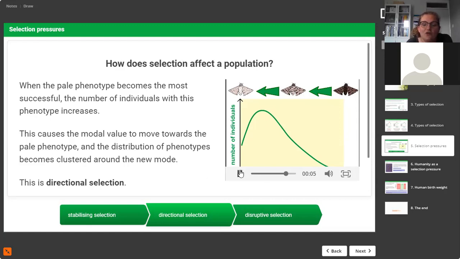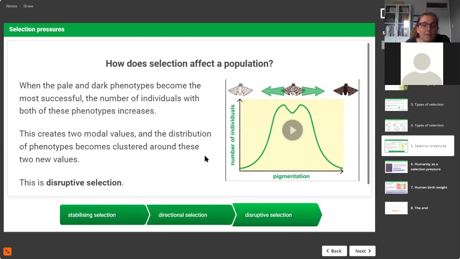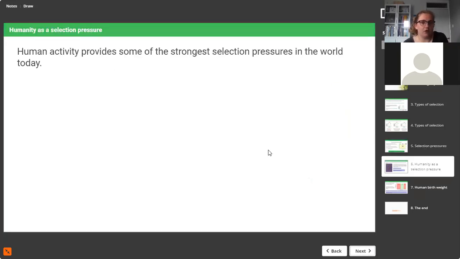And then obviously we've got disruptive selection. When the pale and dark phenotypes become the most successful, the number of individuals with both of these phenotypes increases. This creates our two modal values, and the distribution of phenotypes becomes clustered around the two new values, and this is our disruptive selection. So, humanity as a selection pressure.